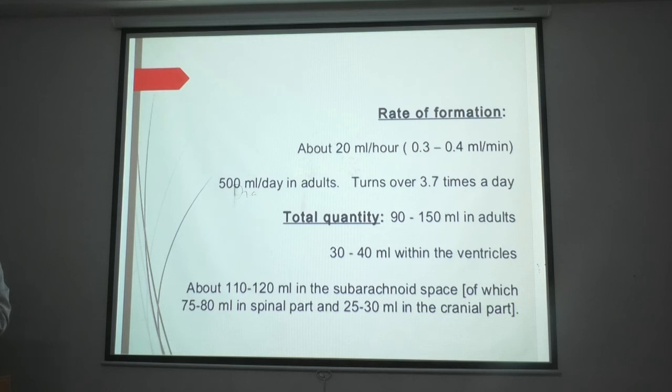So the total is 90 to 150 ml. Out of that, 30 to 40 ml is in the ventricles. The remaining, 110 to 120 ml, is in the subarachnoid space. Out of that, 75 to 80 ml will be in the spinal part, and the remaining will be in the cranial part. Understand?